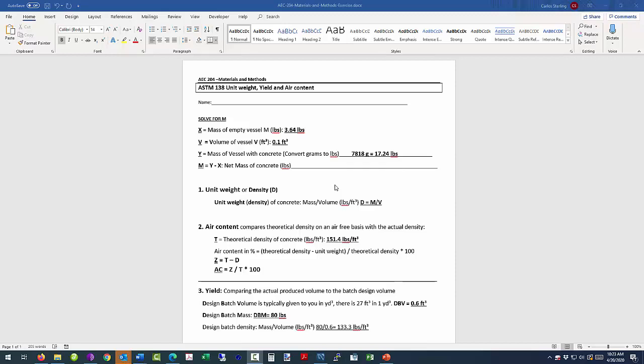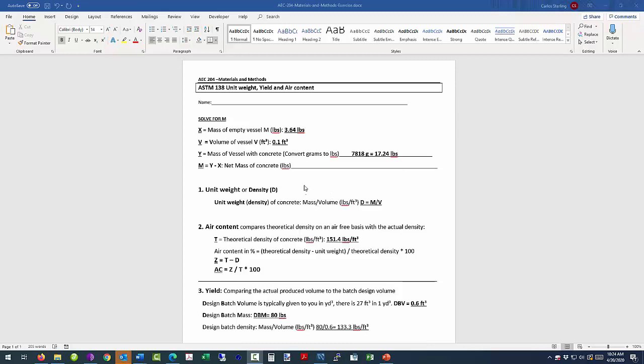So what we've done is, for the classes that you did not finish relating to NCCER, we've come up with different exercises. This exercise is for AEC 204 Materials and Methods, and what we're dealing with here is concrete. You're going to pretend like you actually went out and mixed concrete, filled up your vessel and weighed it, and then started getting your unit weight, yield, and air content.